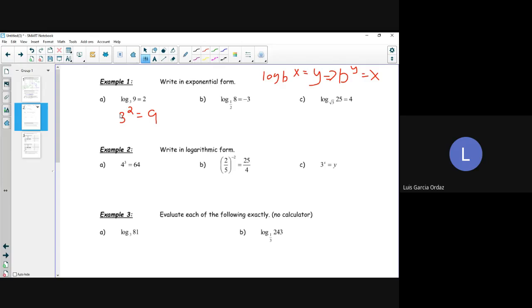So let's see if you guys can solve the next one. We have log base 1/2 of 8 is equal to -3. So we have 1/2 to the -3 is equal to 8. Just to be safe, we're going to check to see if it's right. Because it's a negative exponent, we flip the fraction. So we get 2 to the 3 is equal to 8, which means 8 is equal to 8, which means that this holds true.